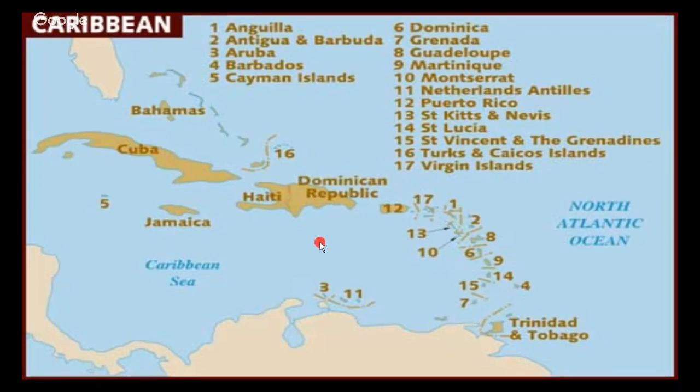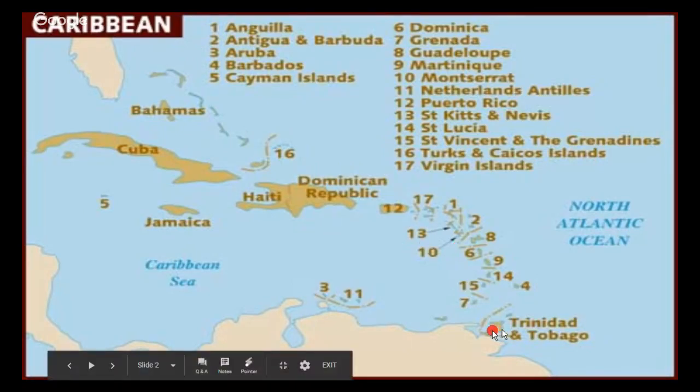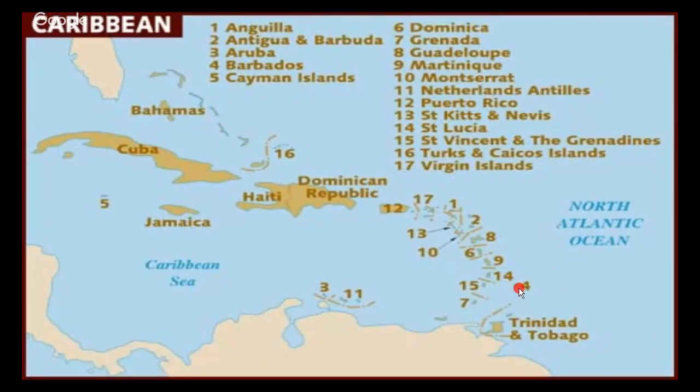Let's see if we can get Shernice. Shernice, you there? Which country is this, all the way down here near to South America? Trinidad and Tobago. There's one that is actually in the Atlantic Ocean at 4. Which one would that be?